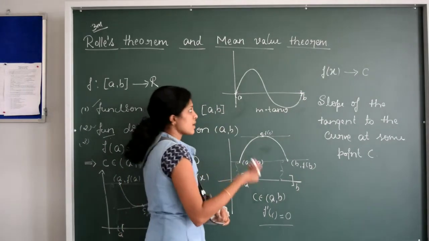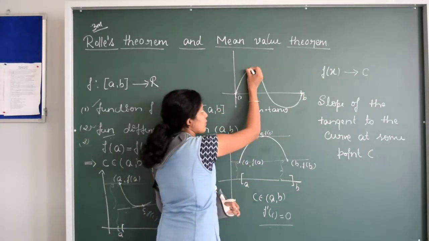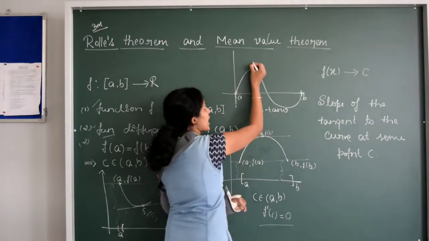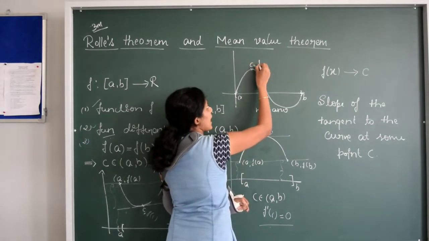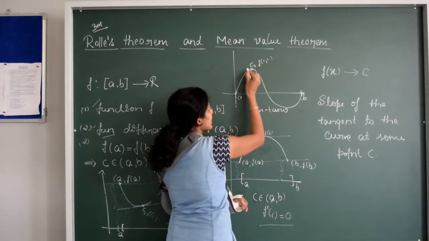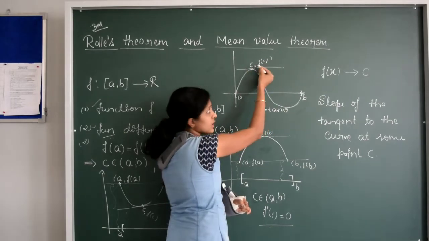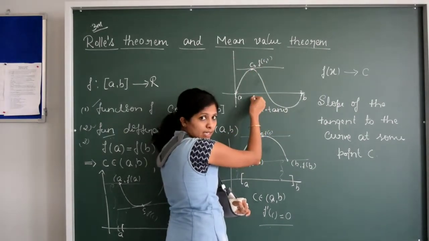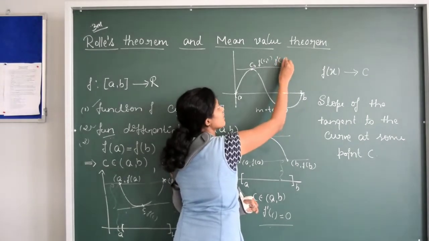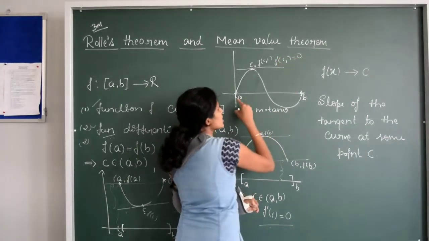Now there exists some C. How many C's are possible? One C here is possible, right? So I can consider this one as C1 and f of C1. So here I can draw the tangent, right? This tangent will be parallel to the x-axis. So f dash of C1 will be equal to 0. So this is the one.